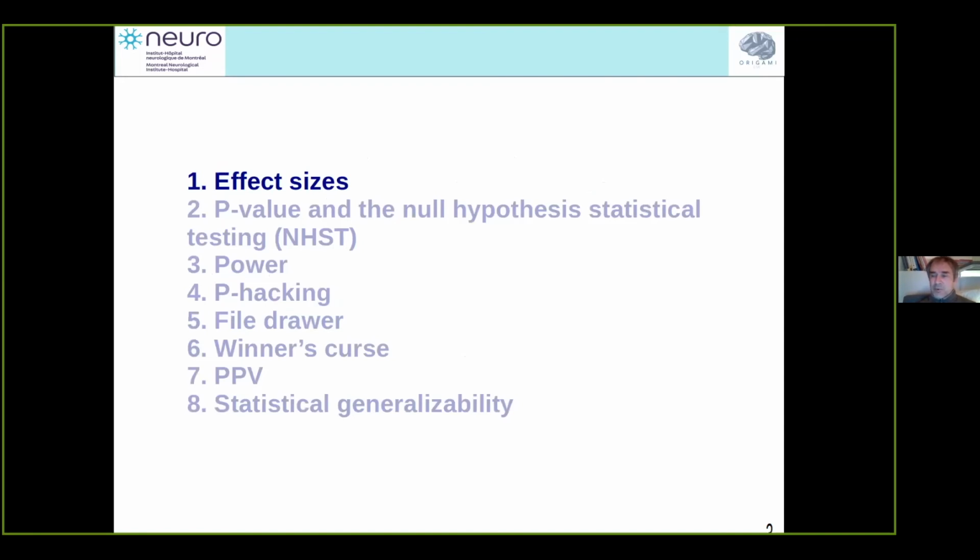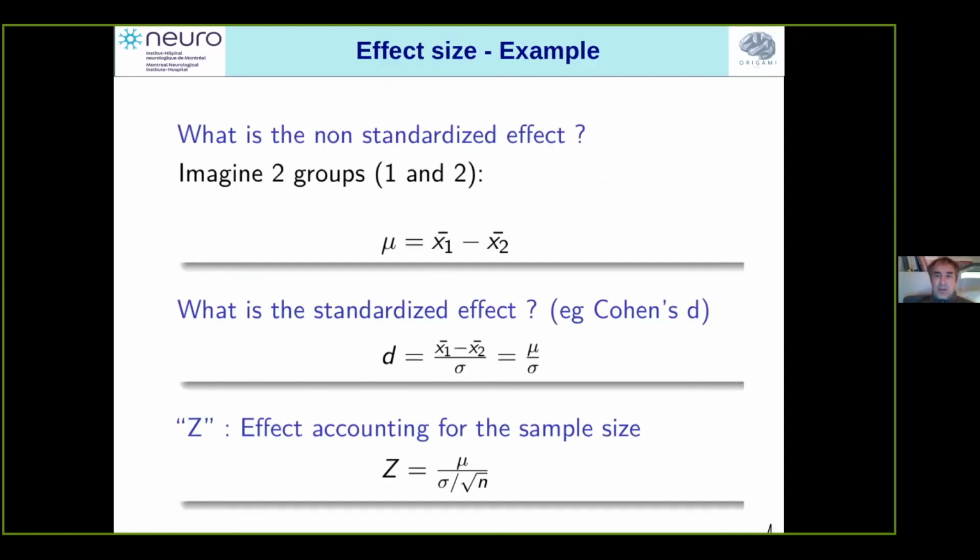So let's start with the very simple notion of effect size. An effect size, in its very bare bones definition, is just any effect, any measurement that we are interested in. So imagine, for instance, 2 groups. There are 2 means, and the difference between the 2 means of the 2 groups is possibly an effect size that we are interested in.